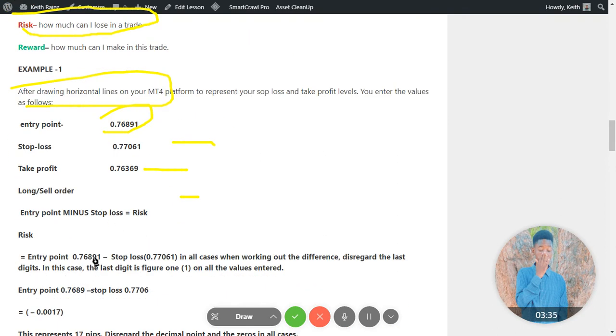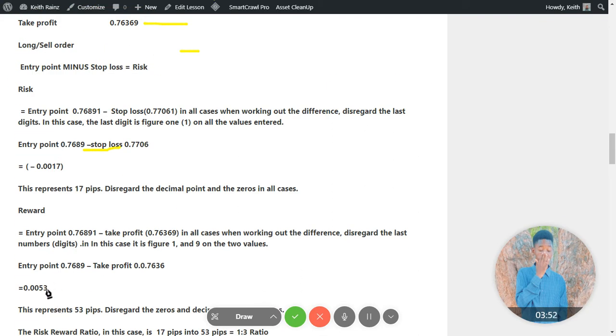So let's say for example the entry point is this one, then we subtract the stop loss. In all cases, in working out the difference, disregard the last digits. In this case, the last digit is figure 1 on all values entered. So entry point minus stop loss is equal to this one. So this represents 17 pips. So you have to disregard the decimal in all cases.